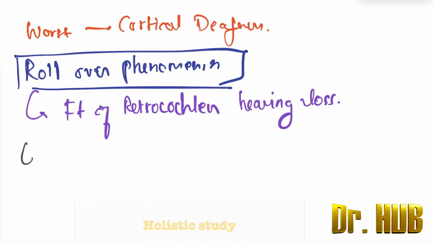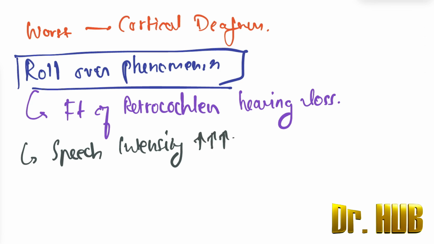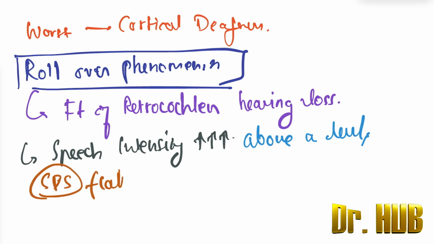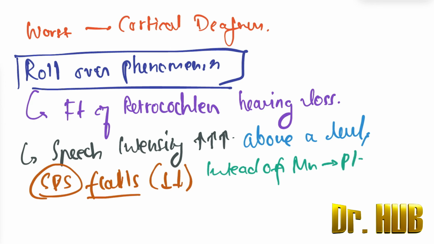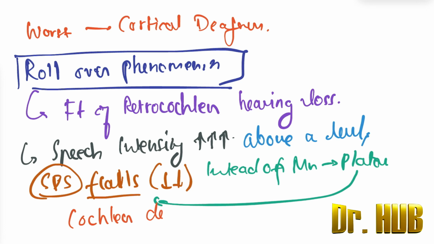In case the speech intensity is increased above a particular level, the speech discrimination score falls instead of maintaining a plateau, as in cochlear deafness.